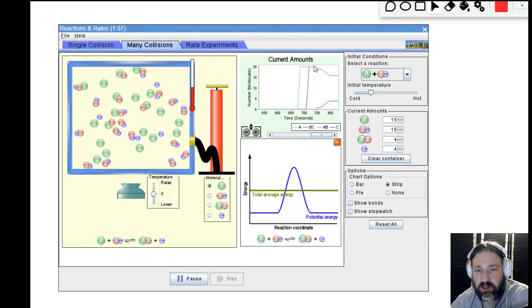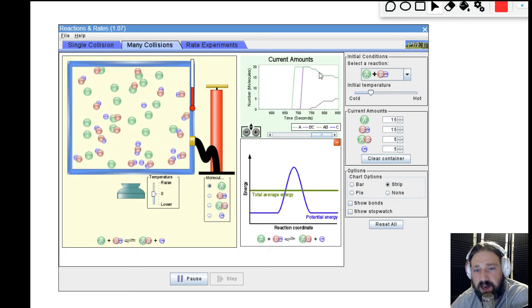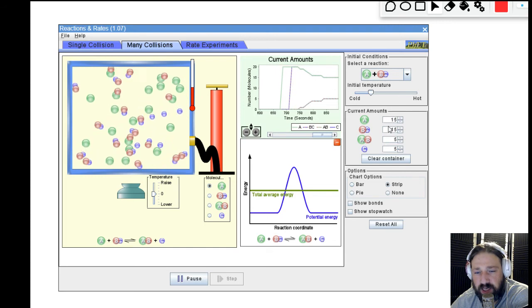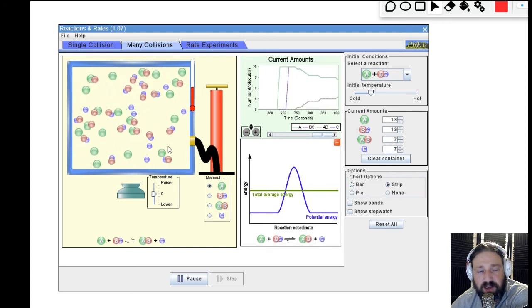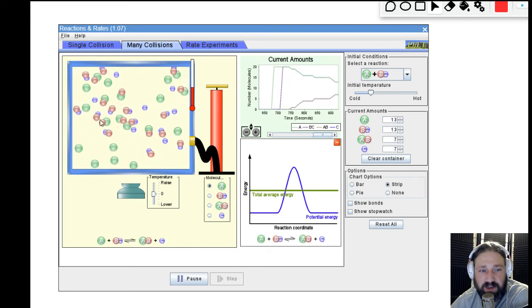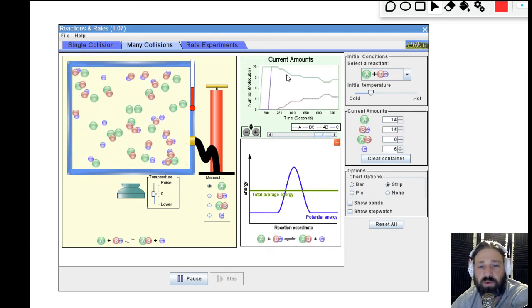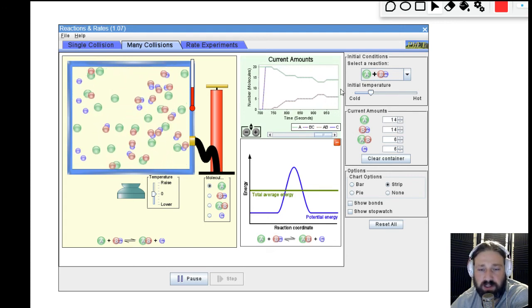So now it's actually starting to go down. We actually had a bit of rate there. And now when the concentration of these guys changes, there's less of them, less likely for it to actually get a collision. So the rate of change is decreasing.